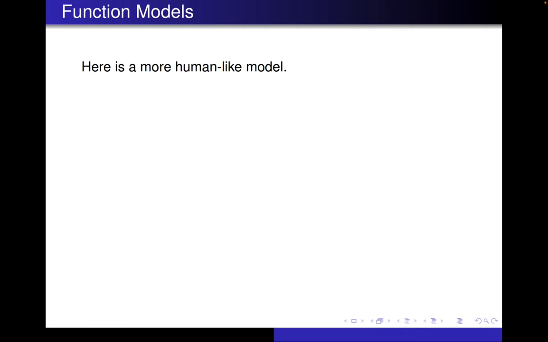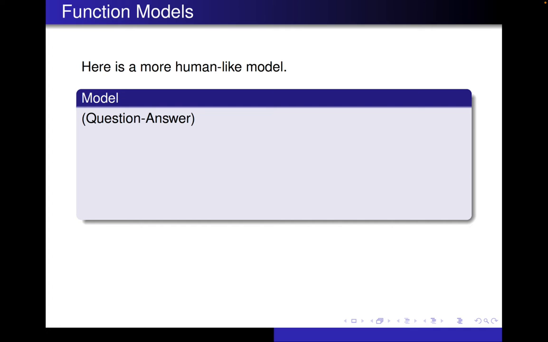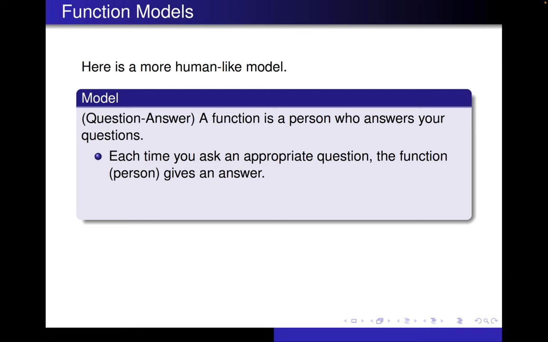Here's a model that I kind of like because it's a little more human-like, and I call this the question-answer model. In this case, our function is not a machine, but it is a human, it is a person, and this person answers your questions. So what you do is you ask an appropriate question to the person, and what I mean by appropriate question is a question that that person is equipped to answer. And then the function, the person, gives back an answer for every question that you have.